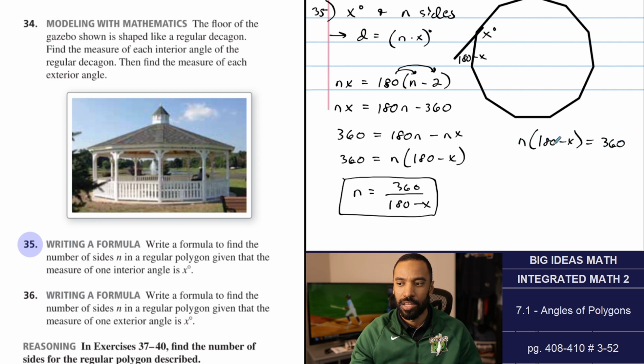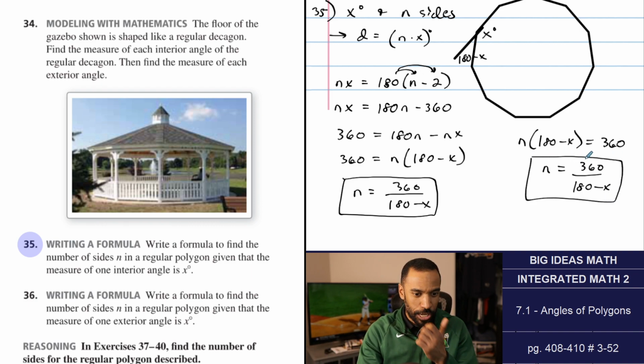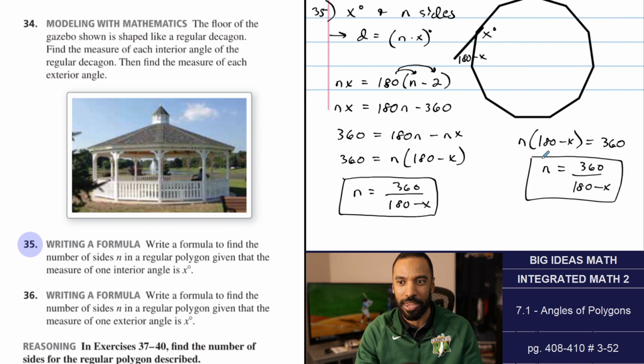180 minus x times n. So if I divide both sides by 180 minus x, that's what I get, 360 over 180 minus x. Once again, the supplement portion of this totally prevails. I think they're not expecting you to know that information at this point because they never taught you. That was a lot faster than this, but it still got me there. All right, that is number 35.